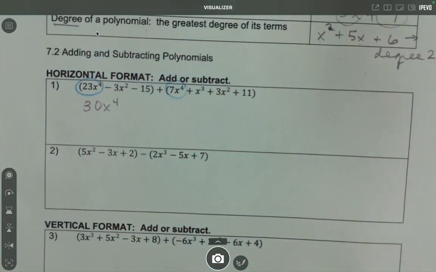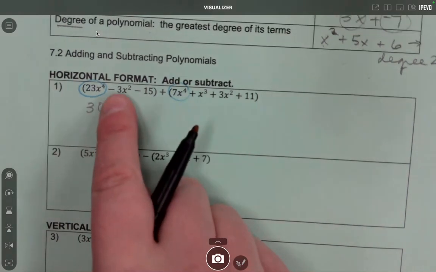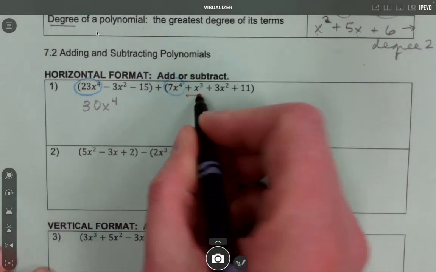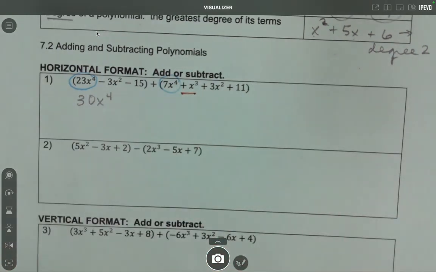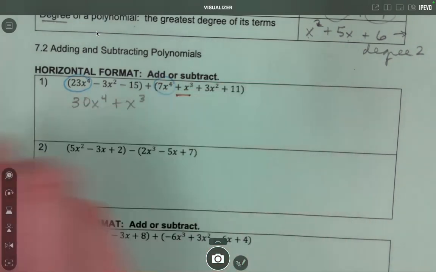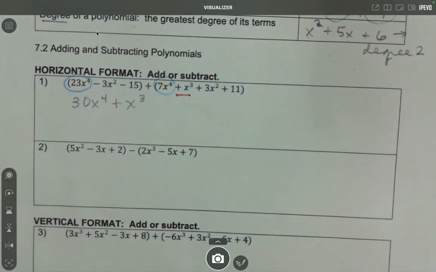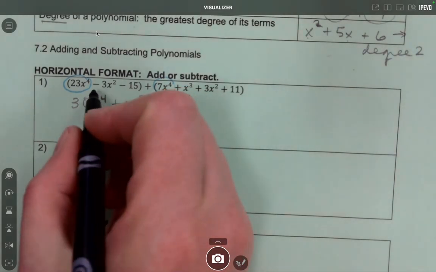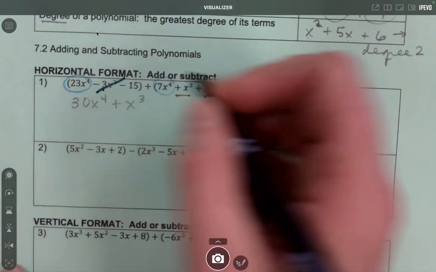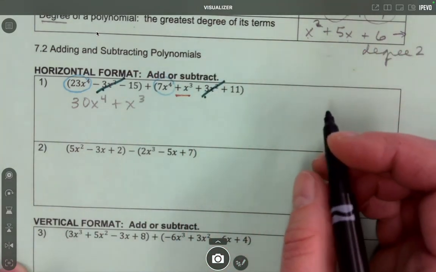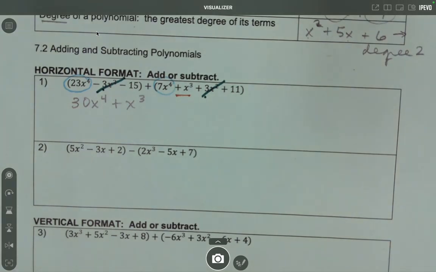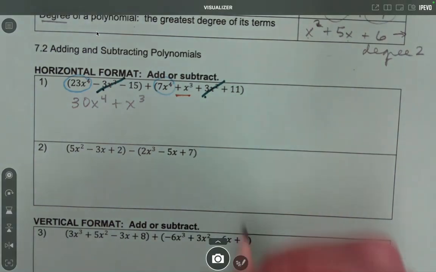Then I've got x squared, but I want my powers to go in order. So next I'm going to look for cubed. And here's an x cubed over here kind of by itself. So I'm going to write down plus x cubed. And then next we're going to look at the x squareds. I have a minus 3x squared right here, and in the other one I have a plus 3x squared. Minus 3x squared plus 3x squared is going to make a 0. Those are going to zero out, and we won't write them down. I wouldn't write down 0x squared. 0 times anything is 0, so we just don't write it.